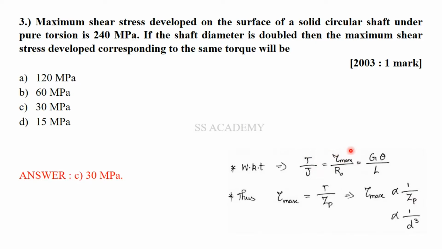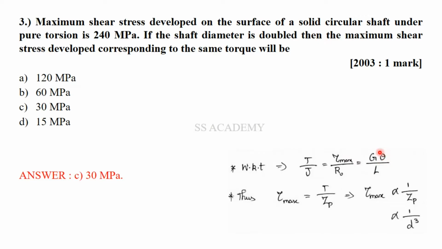T by J is equal to tau max by R naught is equal to G theta by L, where T refers to the torque applied and J refers to the polar moment of inertia of the cross section. Tau max refers to the maximum shear stress occurring on the shaft, which is actually at the periphery of the shaft. R naught refers to the outer radius. Tau max occurs at the outer radius only. Okay. G is referred to as the shear modulus.